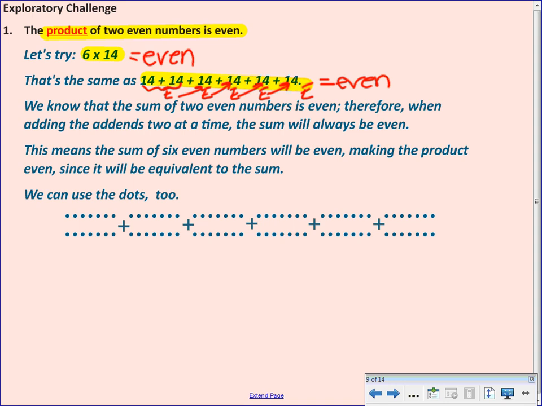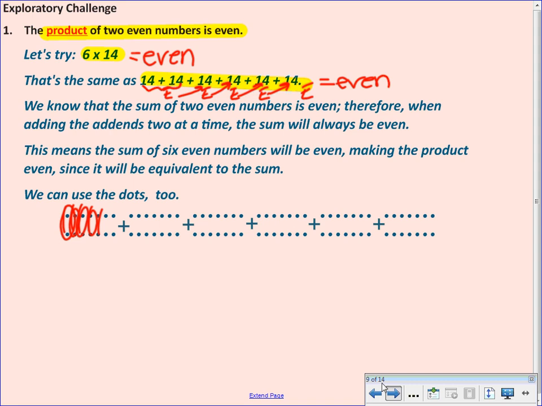Now, if you want to use dots, go ahead. Here are 6 groups of 14. So you could circle your 14s, and there won't be any left over. Okay, so the product of two evens is an even.